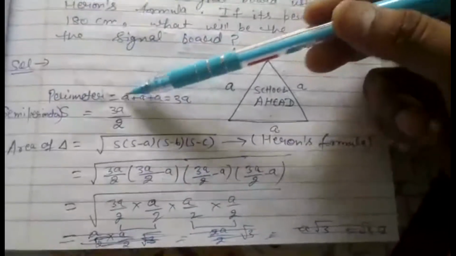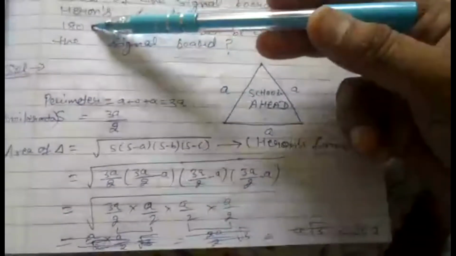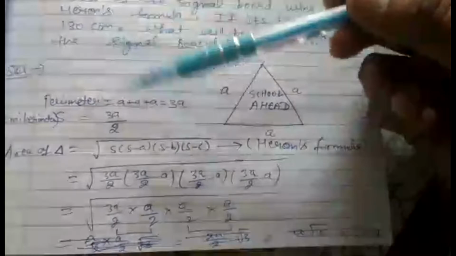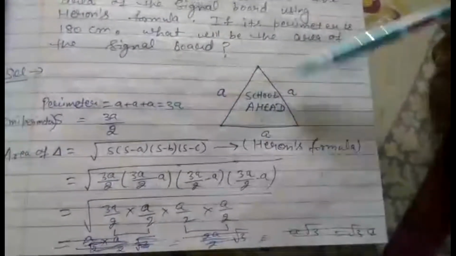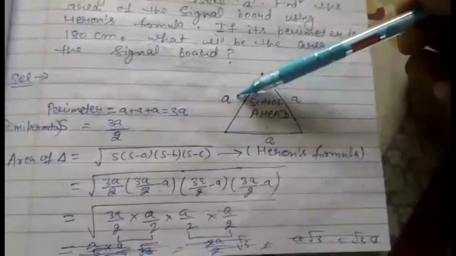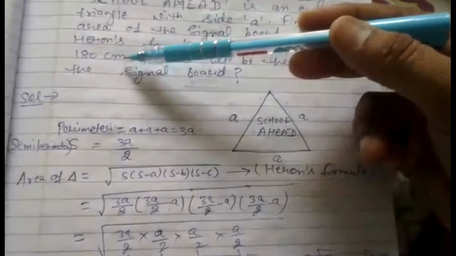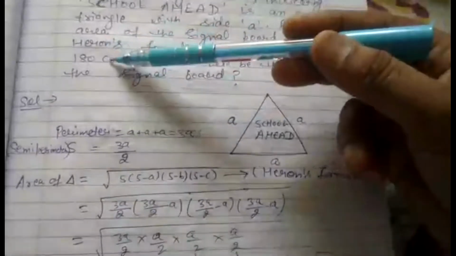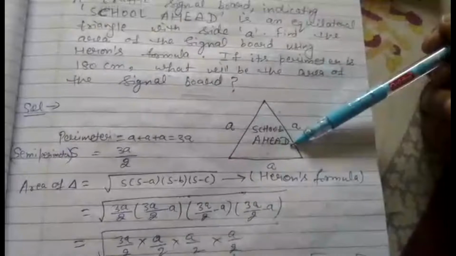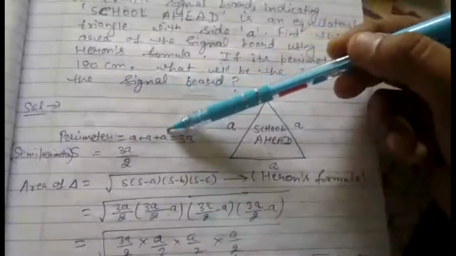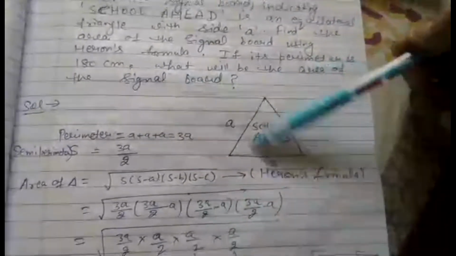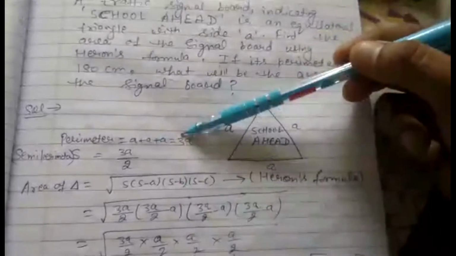Firstly, we need to find out the perimeter. It is given 180 centimeter to us, but we need to find it according to sides, because we have sides A, A, A. Given perimeter is 180 centimeter, and A plus A plus A is equal to 3A. The addition of the 3 sides will be the perimeter.